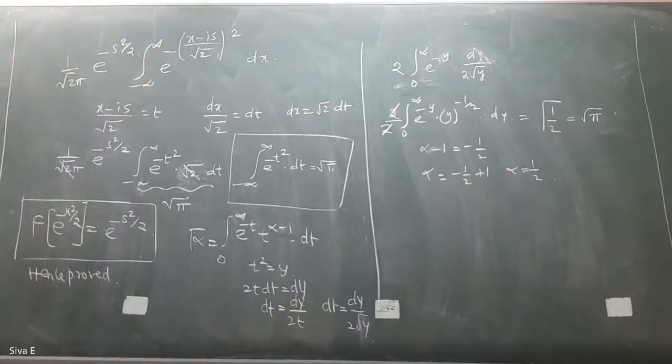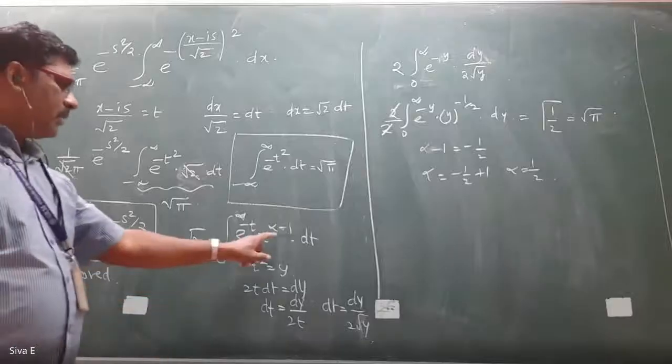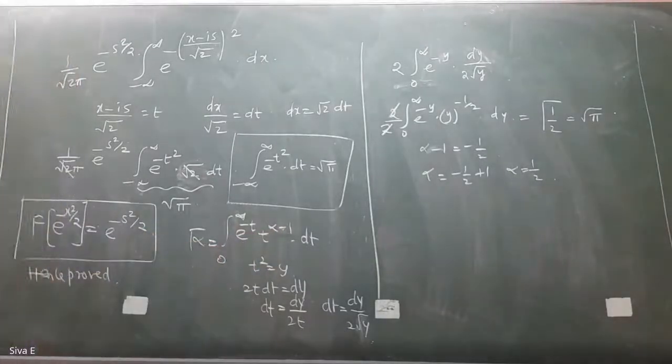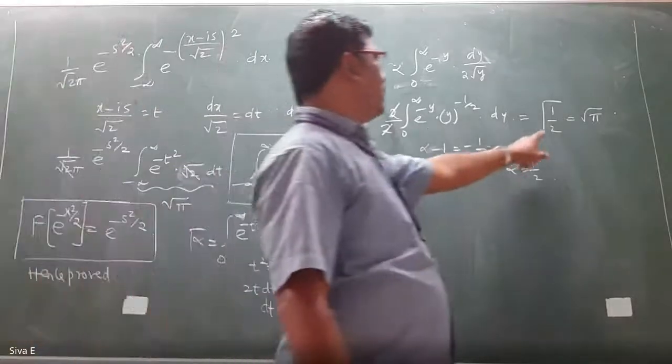Is it clear now? Yes, sir. This is the correct one; alpha minus 1 is correct. Then only you will get the answer. So gamma of 1 by 2 is root pi.